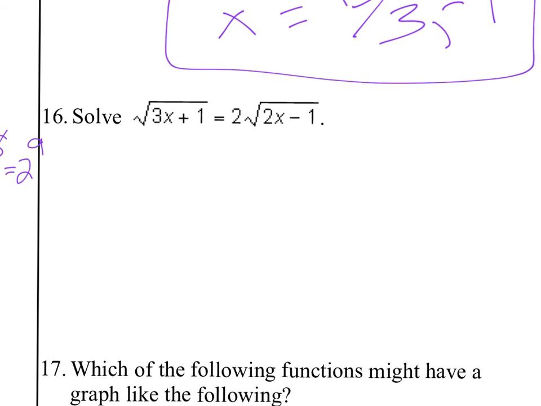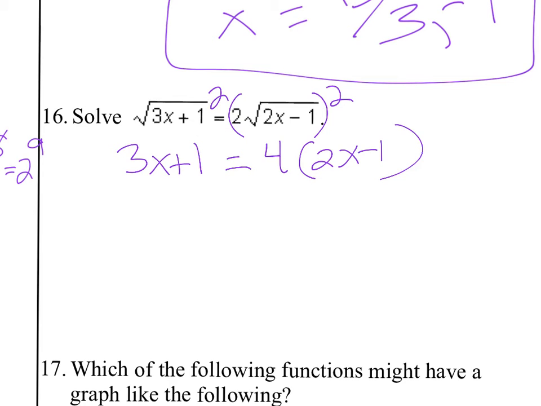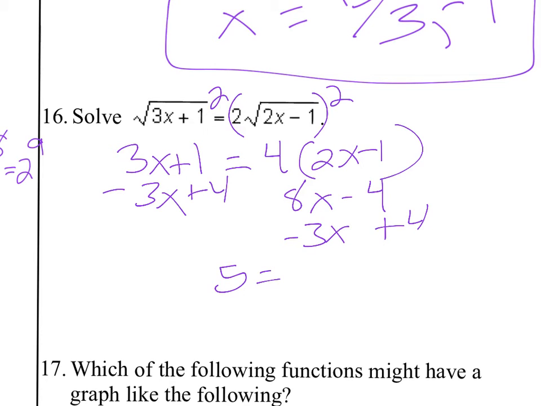All righty. 2 different radicals, so we have to do it twice. So I'm going to raise this to a power. I have to include that first 2 in the power. So I have 3x plus 1 equals 4 times 2x minus 1. Well, this becomes 8x minus 4. Subtract the 3x. I like to go to the larger. And I'm therefore going to add 4. So I have 5 equals 8x minus 3x is 5x. Divided by 5, x is 1.